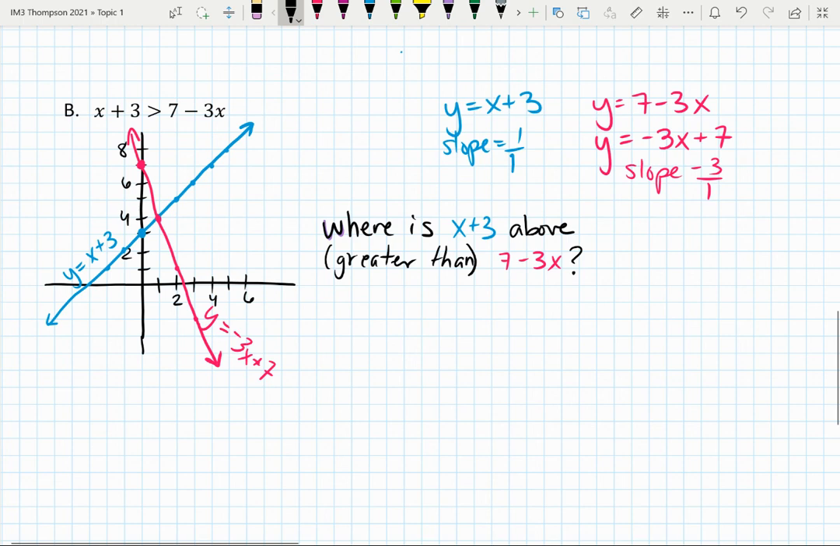So when I look, the red function's way up here, the blue function's way down here. So red is higher, red is higher, red is higher. They meet, and then blue is higher, blue is higher, blue is higher, right? So where is x plus 3 larger? Here. All of these x values is when x plus 3 is larger than 7 minus 3x. So the answer is like this section here. Or maybe I can highlight it. Maybe highlighting's better. Here.